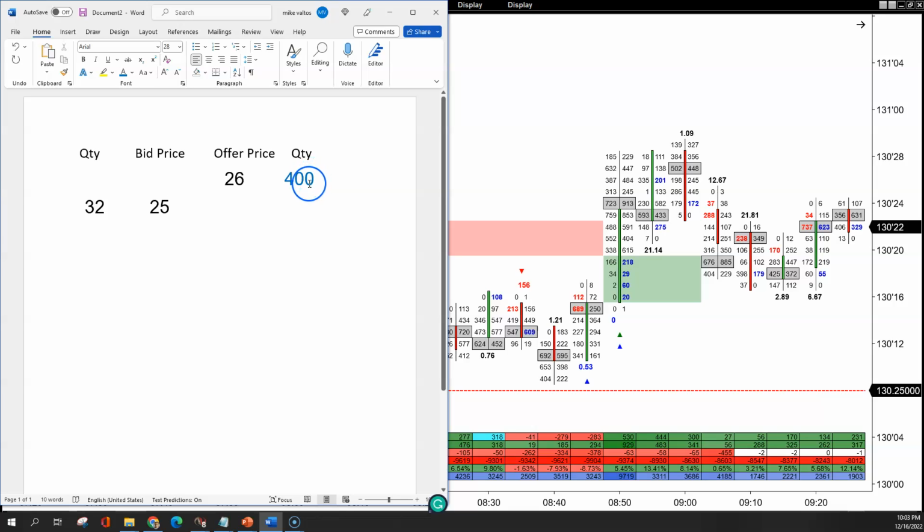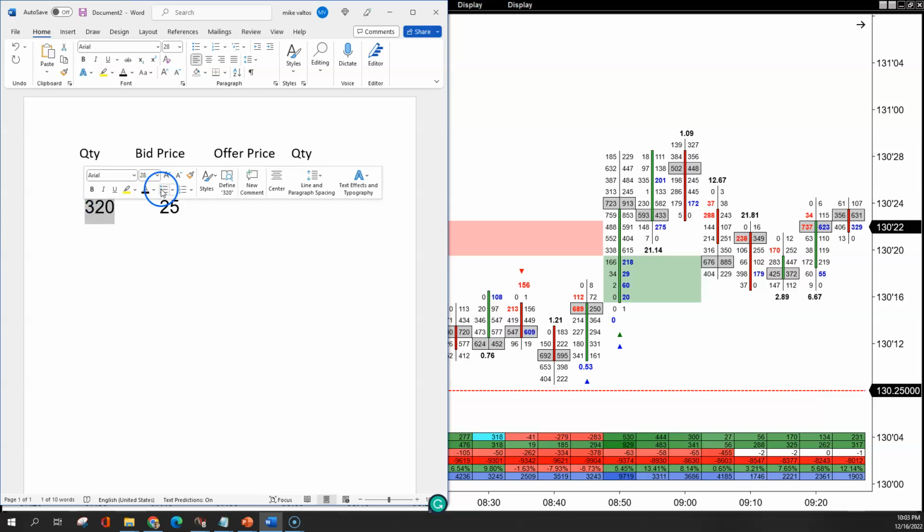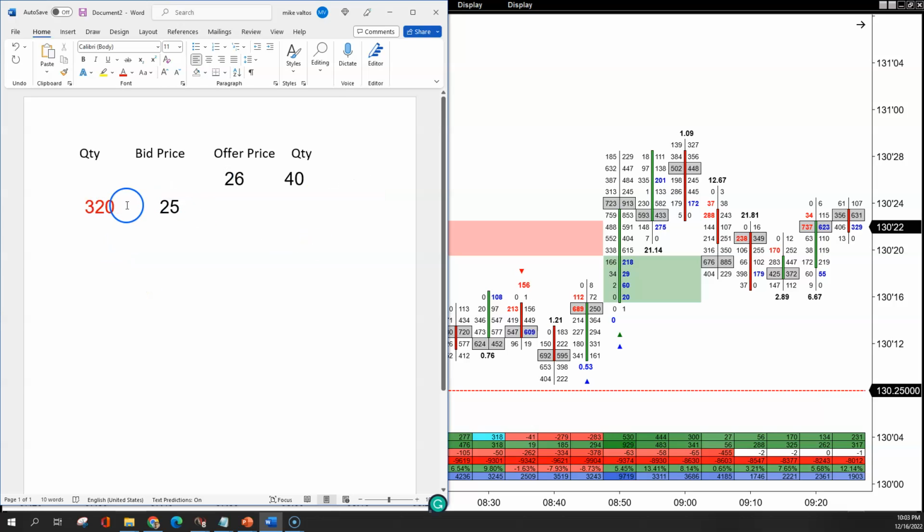Now you could determine what ratio between the volume traded on the bid and the volume traded on the offer. So for example, say only 40 contracts traded here, but 320 contracts traded on the bid, 40 against 320, you'd consider that a selling imbalance, right? And that would be colored red on the footprint.